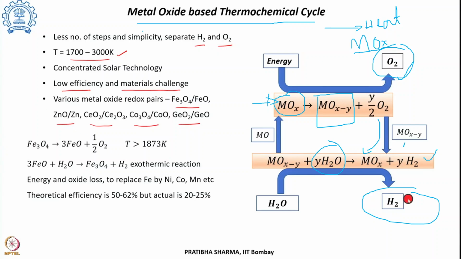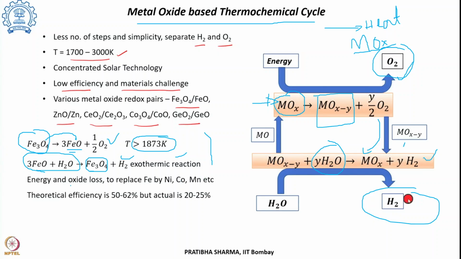Different metal oxides can be used for this MOX. Fe3O4 can be used. How can Fe3O4 be reduced? The Fe3O4 will reduce to FeO and oxygen at around 1873 Kelvin, and again this FeO plus water is the regeneration process of Fe3O4. It will produce Fe3O4 and hydrogen. This is the step.